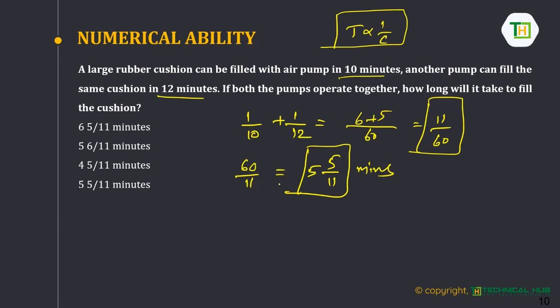Direct question. Directly you can add the capacities of both the first pump and the second pump. 1 by 10 plus 1 by 12. You will get 11 by 60. That is the capacity of both pumps together. If you want the time period, just reverse that value. 60 by 11. That is 5 by 11 minutes.